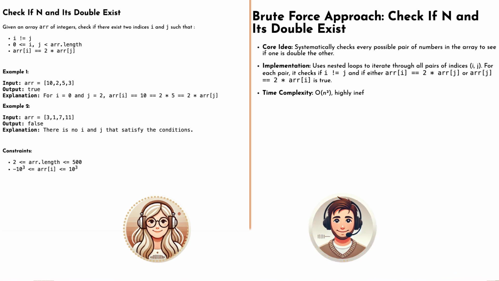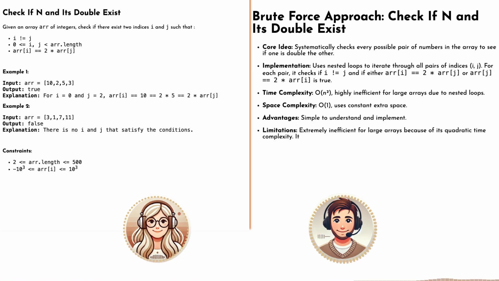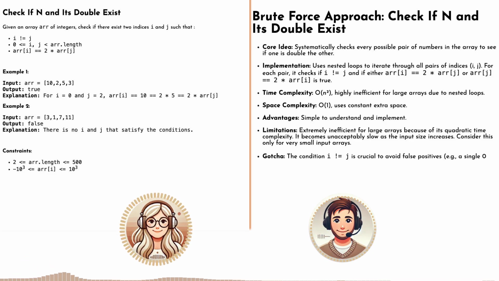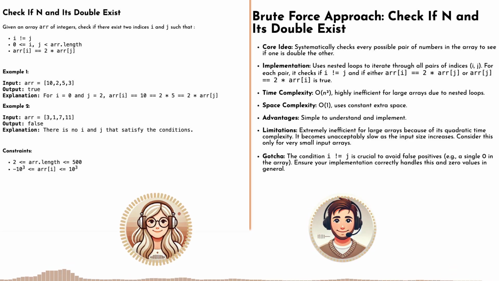What exactly is this check if n and its double exist problem all about? Okay, so imagine you're given an array of integers, which is basically just a list of whole numbers. Okay, got it. An array of numbers. Right, and the goal is to figure out if there are any two numbers in that array where one is exactly double the other. So like if we had the array 10, 2, 5, 3, we'd see that 10 is double 5. So we'd say true. Right. Exactly, you nailed it.